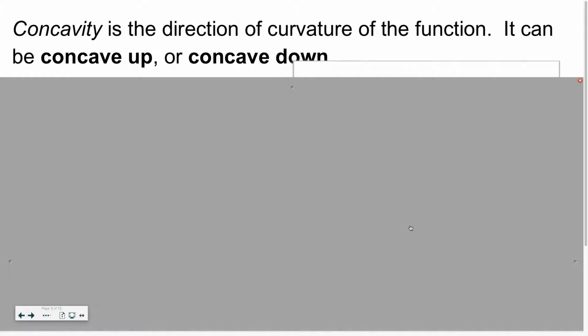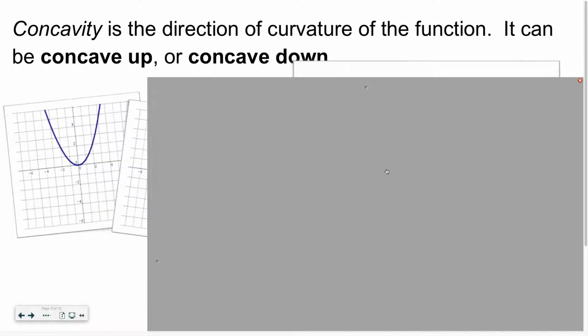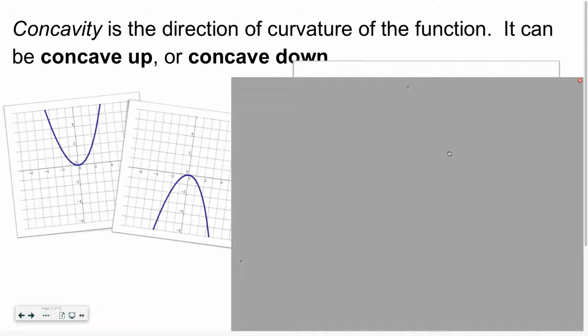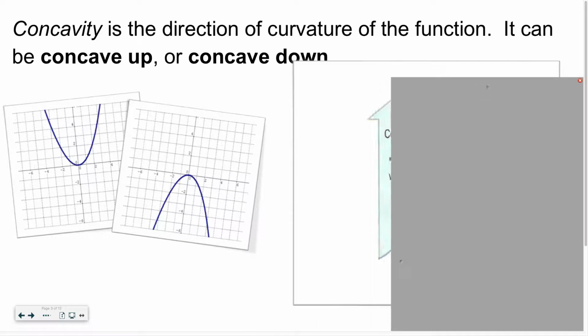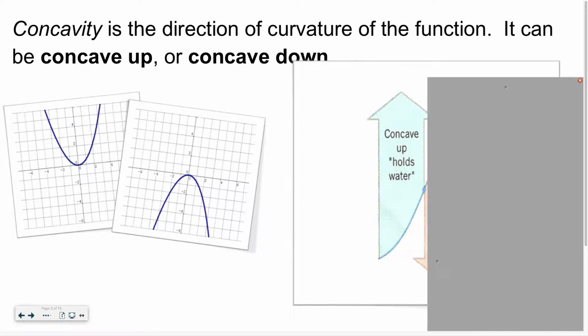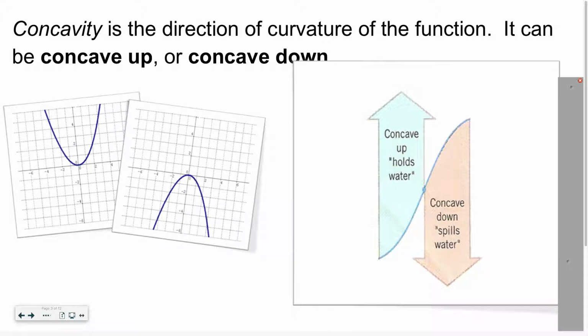No, because it's straight. But anything that curves would be either concave up or concave down. This right here is a concave up graph. This right here is a concave down graph. If we are concave up, then we could hold water. If we're concave down, then the water's going to spill, kind of like a cup. If you hold it up, it stays in. If you turn it over, it all falls out. Okay?